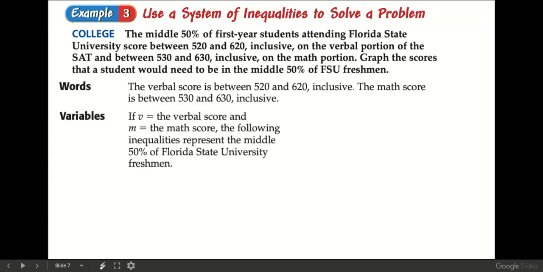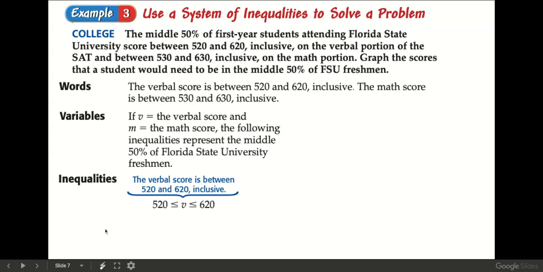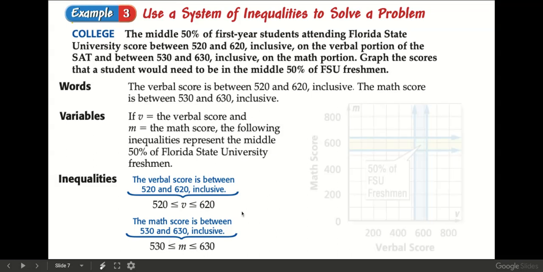So if V equals the verbal score and M equals the math score, the following inequalities represent the middle 50% of Florida State University freshmen. So here's my first inequality. V has to be greater than or equal to 520 and less than or equal to 620. And the math score has to be greater than or equal to 530 and less than or equal to 630. So inclusive means that it can be equal to either one of those numbers.